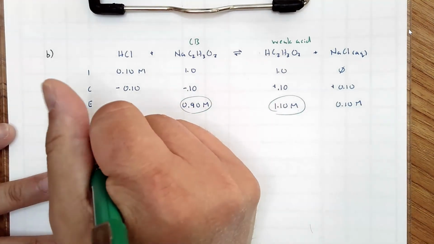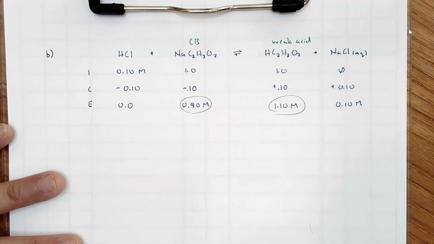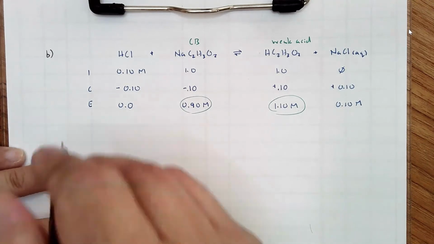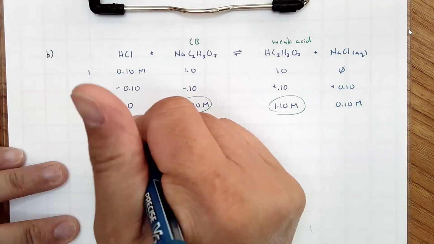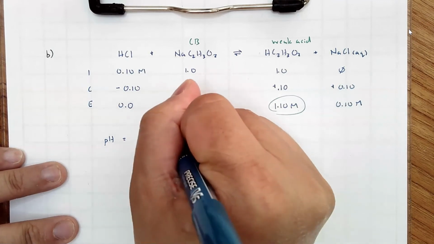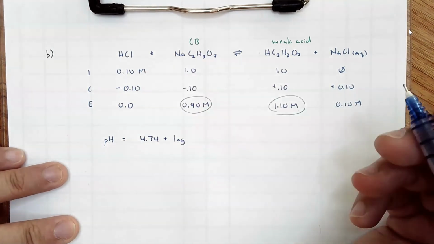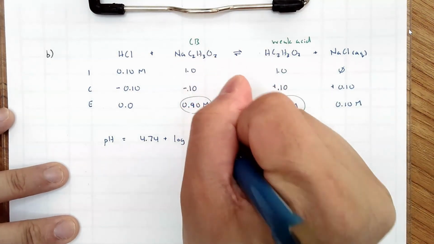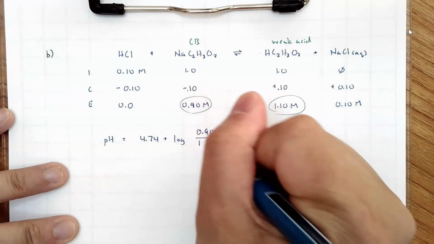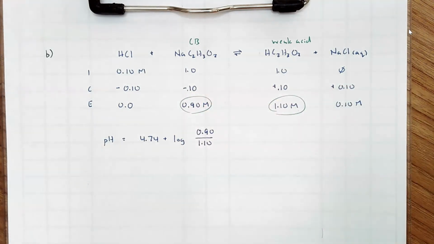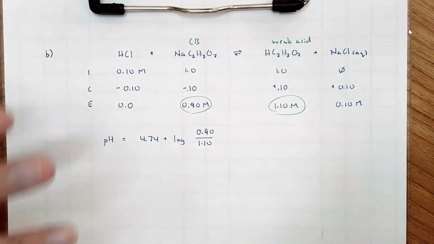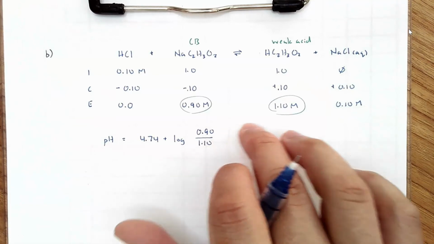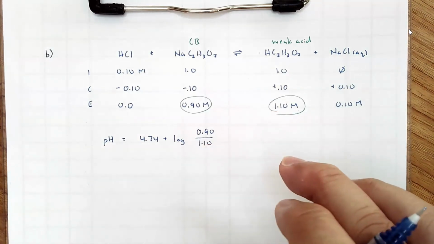Okay. So the Henderson-Hasselbalch, I'm not going to rewrite it. It's in this box right here. We have pH equals pKa, which was 4.74, plus log. Now we have our new concentrations. The conjugate goes on top, 0.90. The weak acid goes on the bottom, 1.10. Let's just remember that the conjugate is the numerator and the weak acid is the denominator.